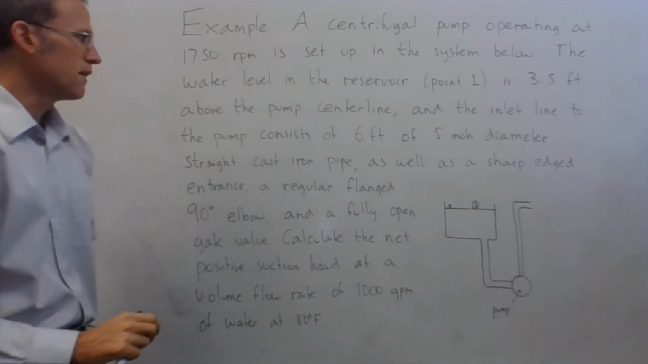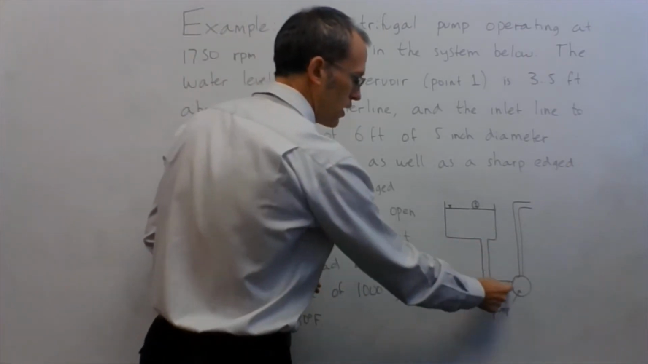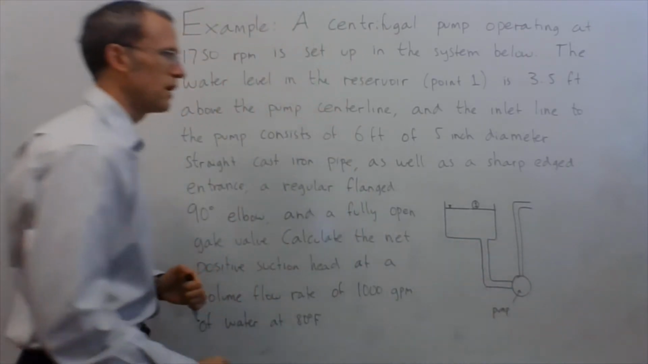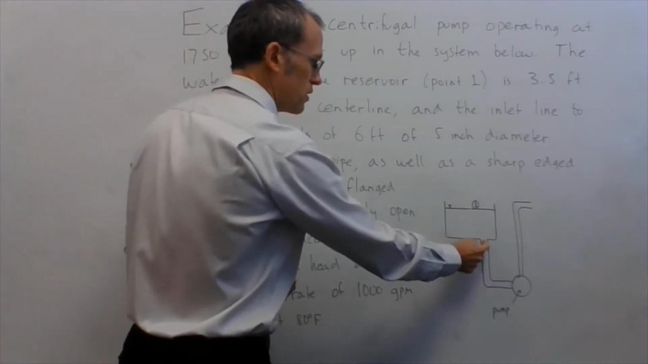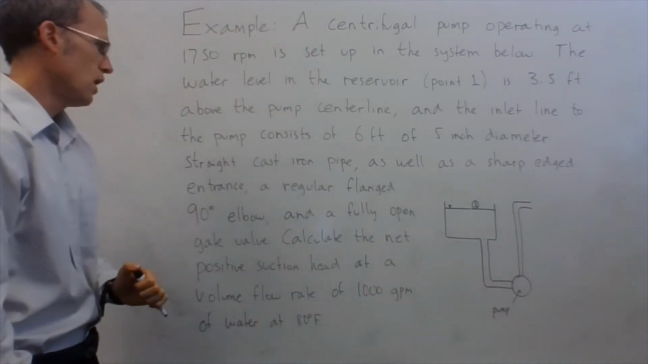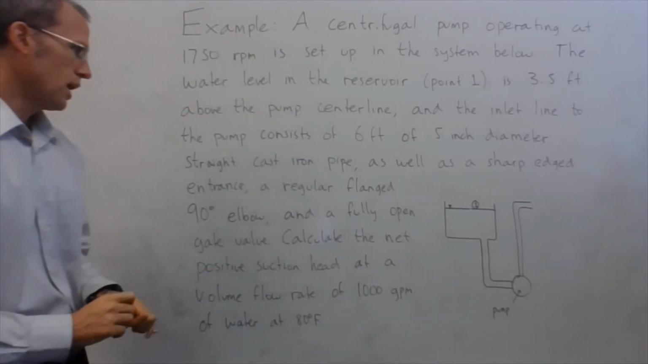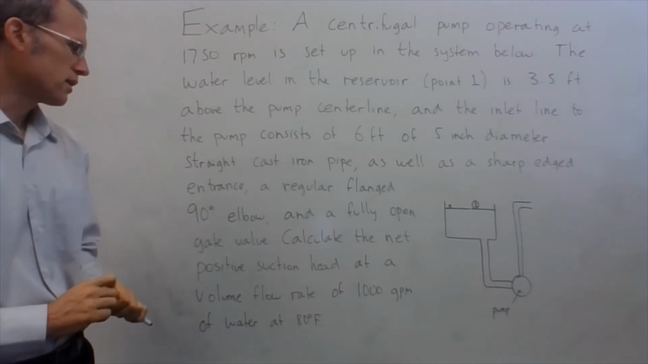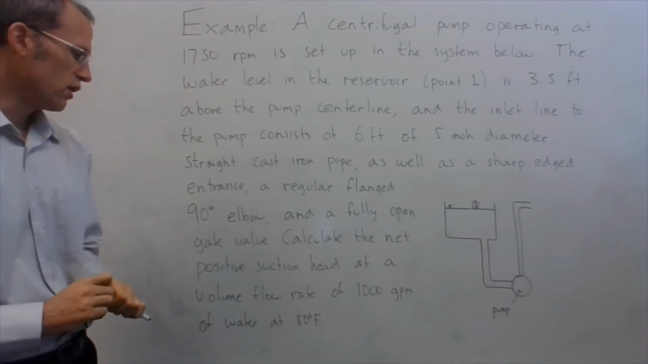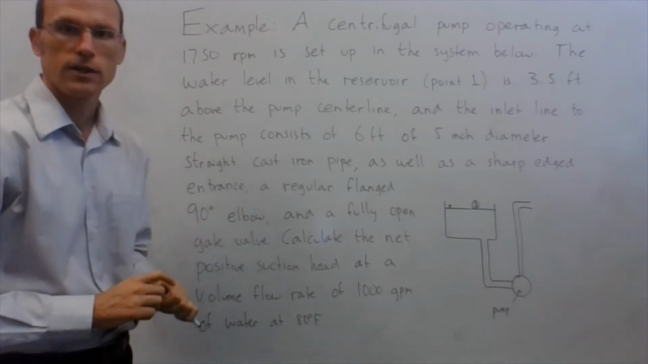Inlet line of the pump, I have 6 feet of 5-inch diameter straight cast iron pipe. So that's this pipe here. Total length is 6 feet, 5-inch diameter. Then I have the sharp-edged entrance, so this entrance into my tank, a regular flanged 90-degree elbow, this guy down here, and a fully open gate valve. There's a valve in there as well that I didn't draw. I want to calculate the net positive suction head at a volume flow rate of 1,000 gallons per minute of water at 80 degrees Fahrenheit.